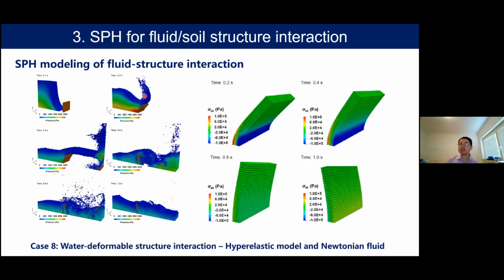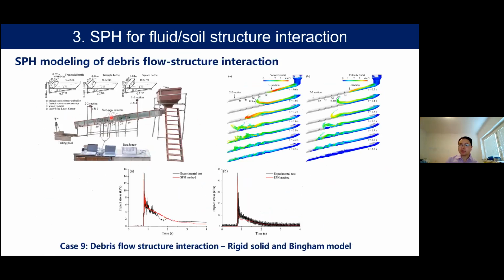And then we do this fluid structure interaction with deformable structures. And also, in this case, we simulate debris flows with debris materials, and we measure their interaction force with the structures, and you can see that the impact force can be captured accurately.